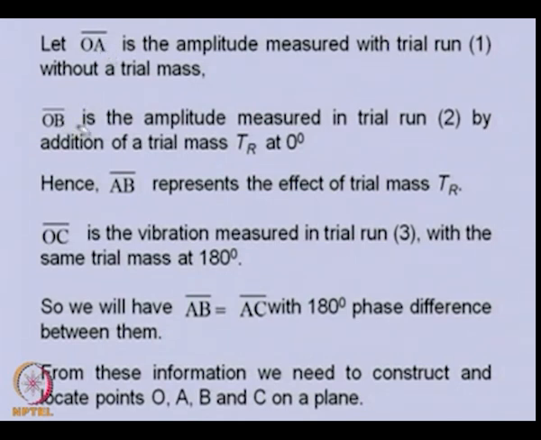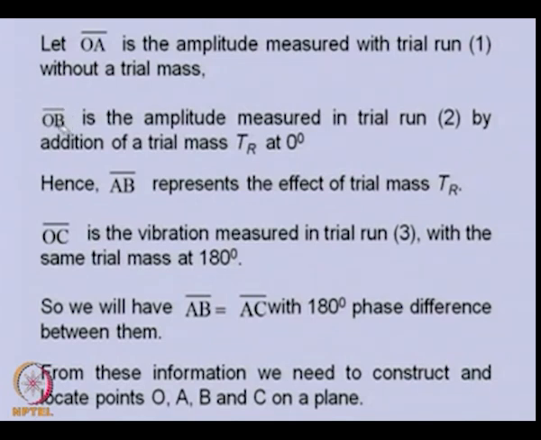OB is the second measurement, in which we are keeping a trial mass at 0 degree. We know the amplitude of this. So, we have kept that at 0 degree, and because of this, whatever the measurement is coming, the amplitude of vibration, let us say that is OB.